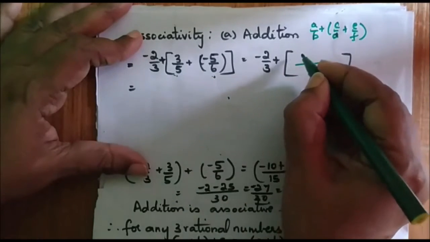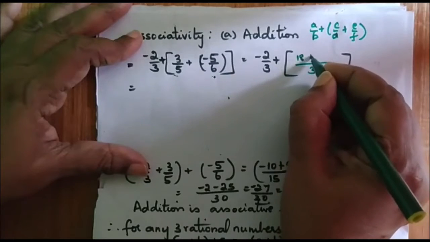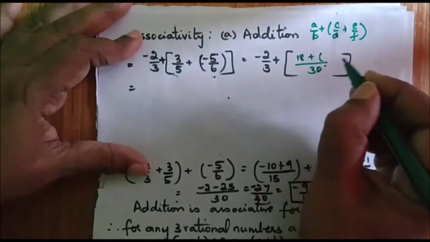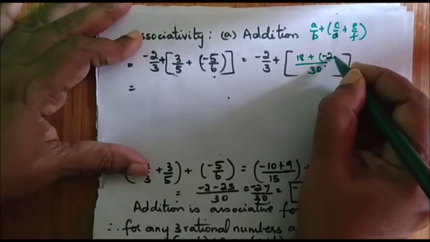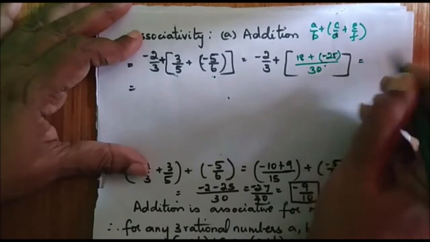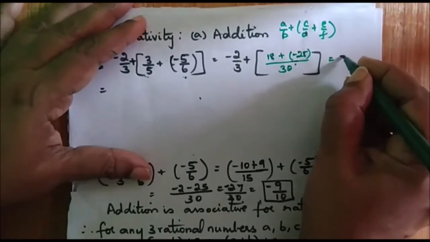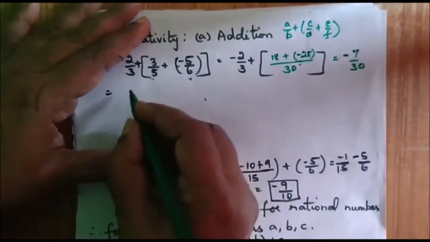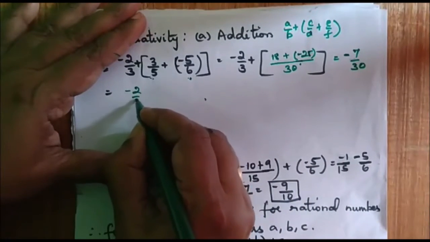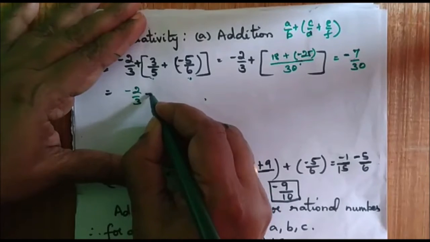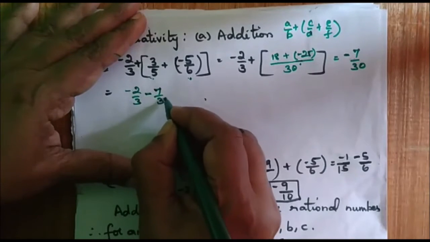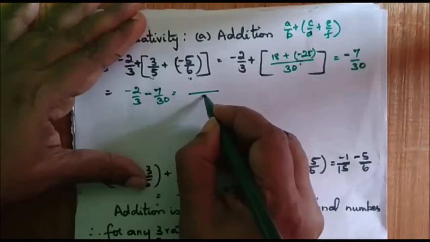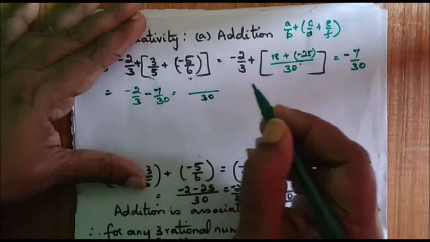5 will go in this 6 times, it is 18, plus of minus 6 will go in this 5 times, it is minus 25. So the answer is minus 7 by 30. Now I have minus 2 by 3 minus 7 by 30. So when I take the LCM, it is 30.